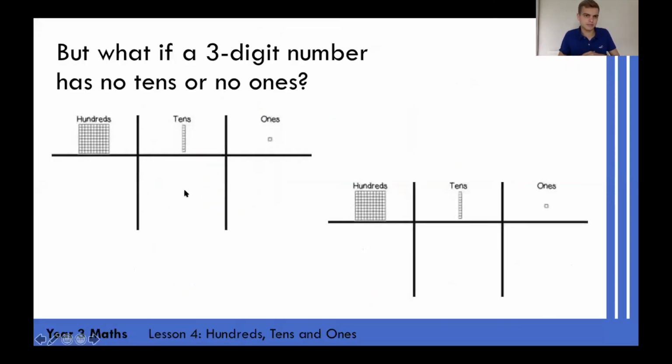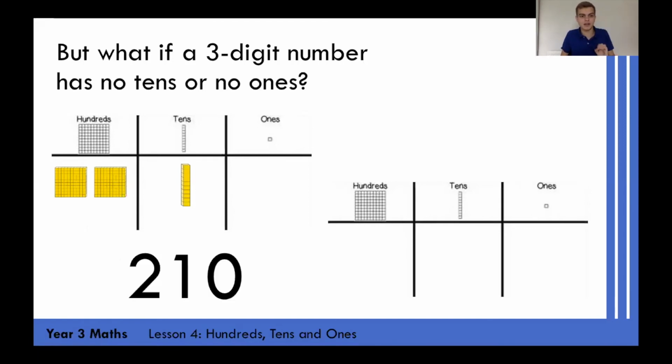Some 3-digit numbers have no tens and no ones. Let me show you what I mean. I've made this number here. And I can see I've got 2 hundreds. I've got 1 ten, but I haven't got any ones. So what do you think? What numeral do I need to put in this column if I was writing my number? Because here, in my hundreds, I'd need a 2. In my tens, I'd need a 1. What would I put in my ones if I haven't got any? Yeah, you're right, I'd put a 0, wouldn't I? This would be the number 210, because I've got 2 hundreds, 1 ten, and no ones.